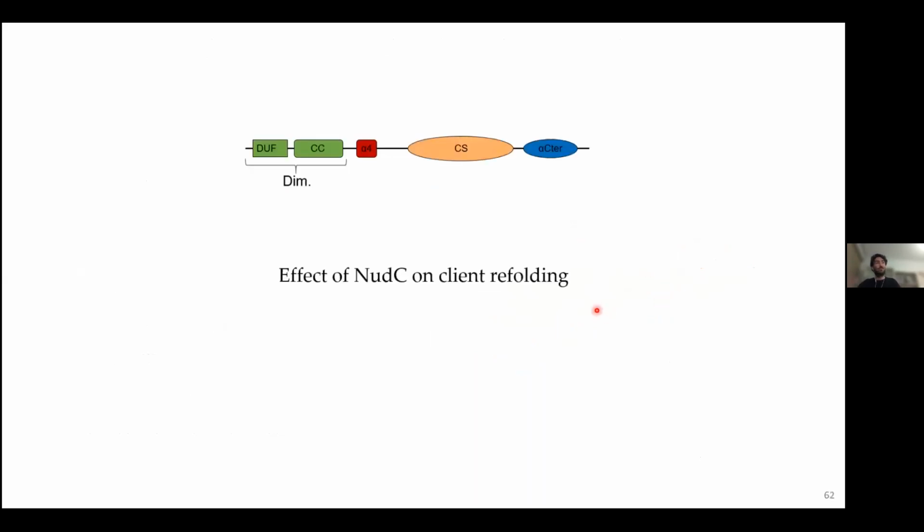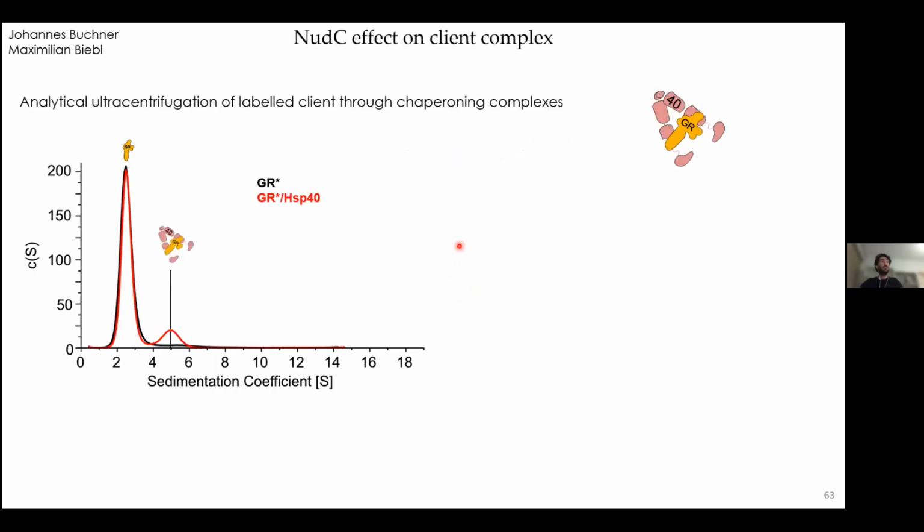Now, I would like to use the last part of this talk to describe the effect of Nazi on client refolding. In that case, we went back to analytical ultracentrifugation, but this time, instead of labeling Nazi, we labeled the client GR. And from there, we can investigate the fate of the client upon addition of various mixes of chaperone and co-chaperone.